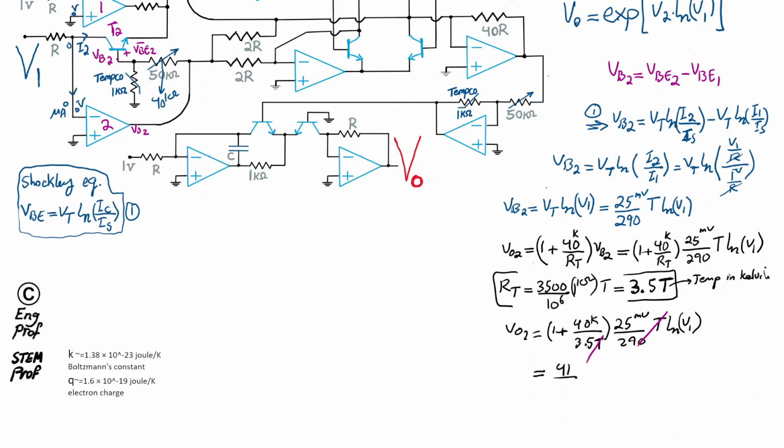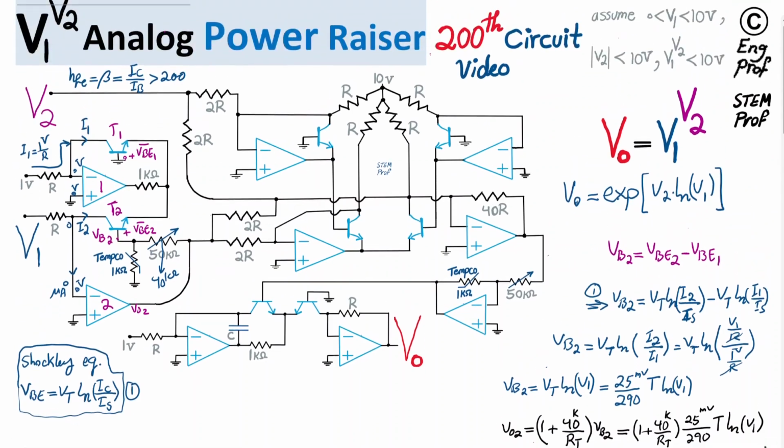Effectively, the whole equation becomes 41K times 25 millivolt, and then we have 3.5 times 290 times ln V1. Of course, in this case, this is roughly 1, and therefore Vout2, the voltage at the output of OpAmp2, becomes practically speaking just the natural log of V1. That's exactly what we wanted. So that's the first subcircuit.